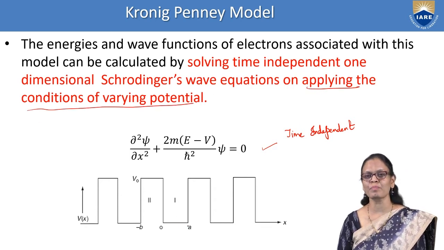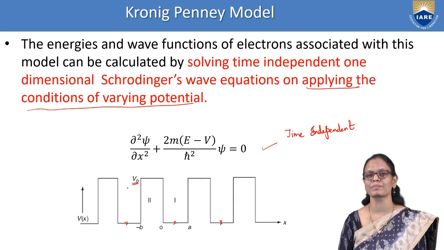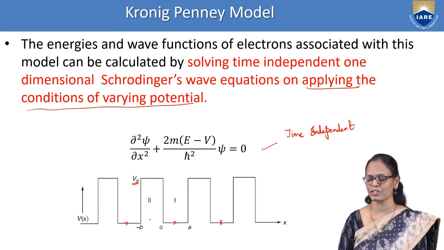Okay. And then what we are going to do is apply the conditions of varying potential. So what are the varying potentials here? These are the varying potentials. At the positive ion sites, the potential is minimum, and between two positive ion sites it is maximum, it is V naught. So we are taking this and applying these conditions of varying potential.